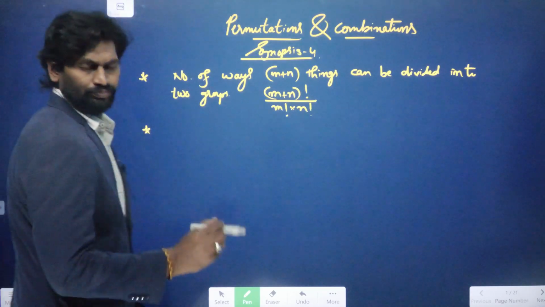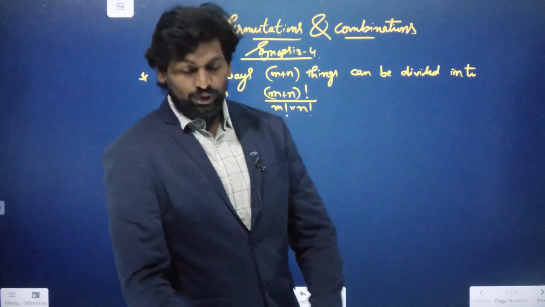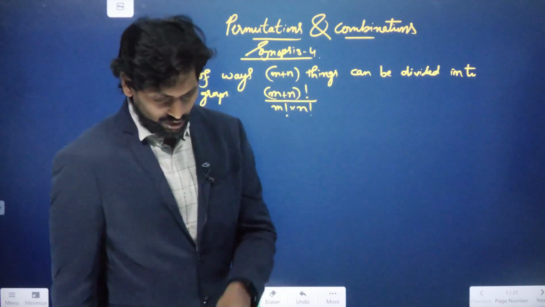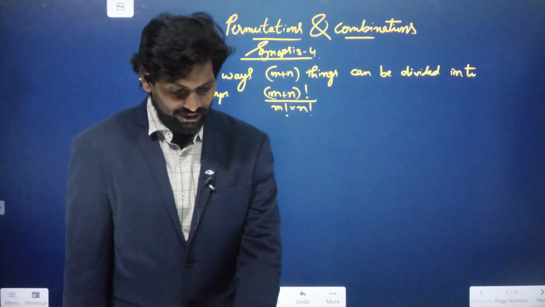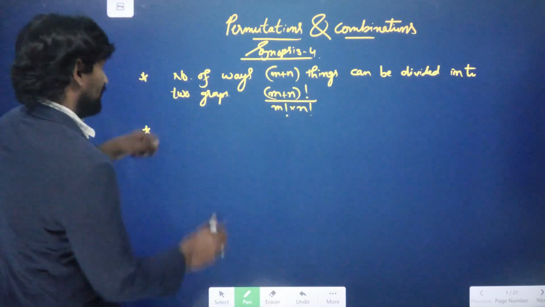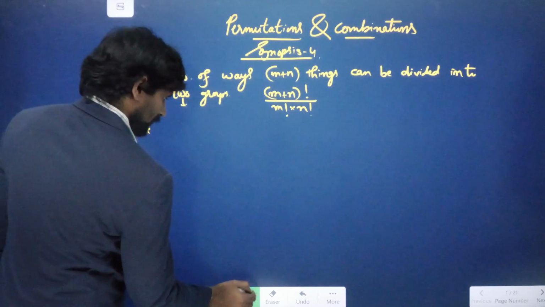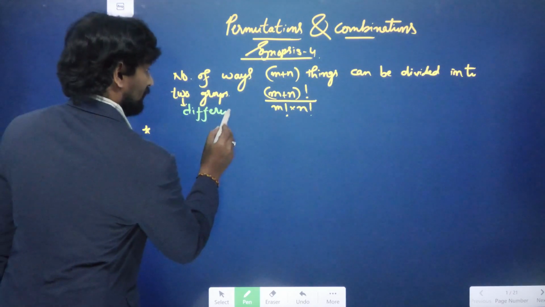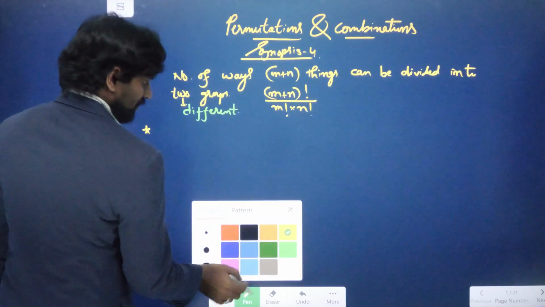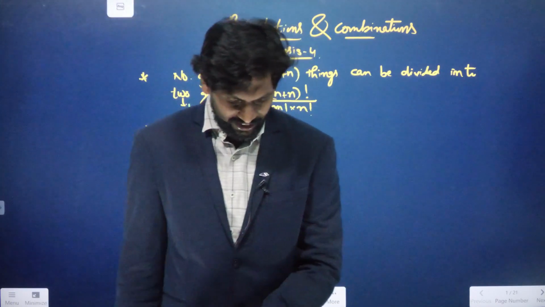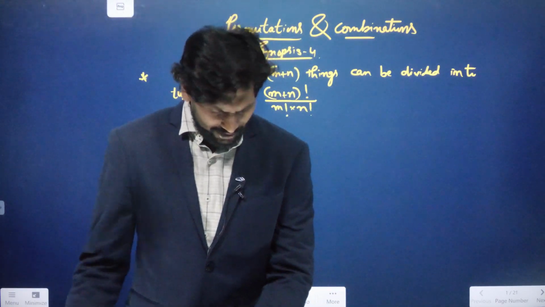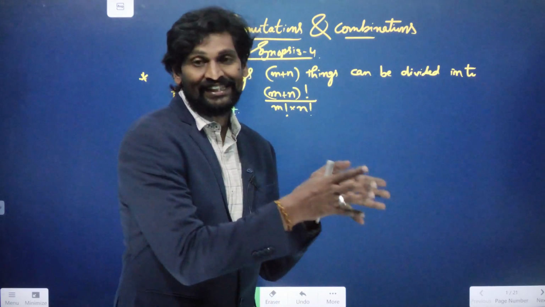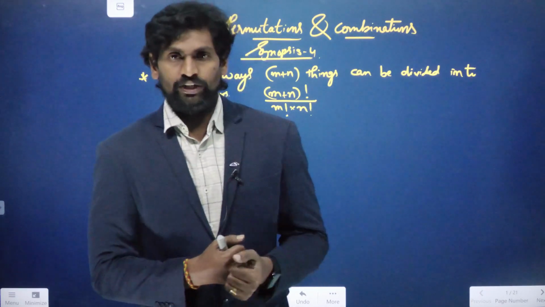Next one, the number of ways in which 2n things can be divided into two equal groups. Previously m plus n things were divided into two different groups. Now 2n things are separated into two equal groups of n things each. That means we have to make n things in each group.